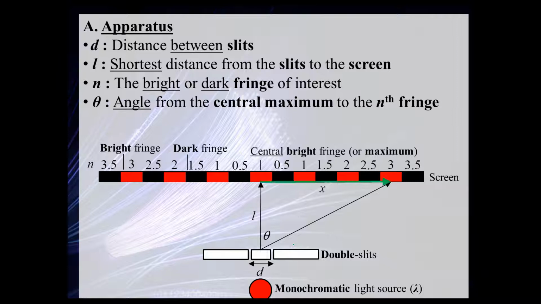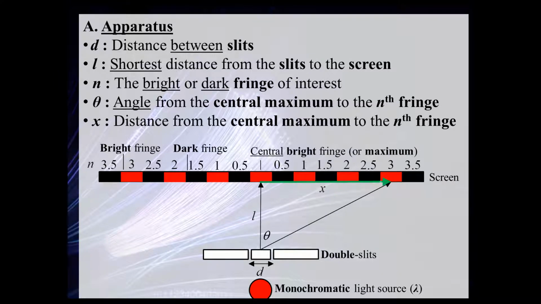And we'll introduce one more variable. So let's draw a line that goes from the middle of the central bright fringe to, again, our point of interest. And we're going to call that variable x. X would be the distance from the central maximum to the nth fringe. And again, that's variable. It just depends on which fringe you're interested in. If we went to the second bright fringe, then the x value would be smaller. So those are my 5 variables I can use to describe what's going on in the double-slit experiment, along with the wavelength lambda for the monochromatic light source.